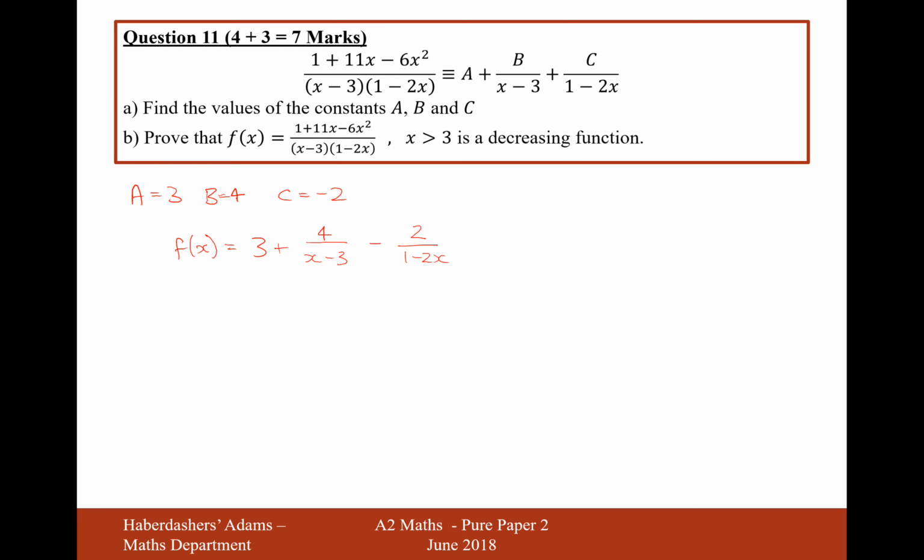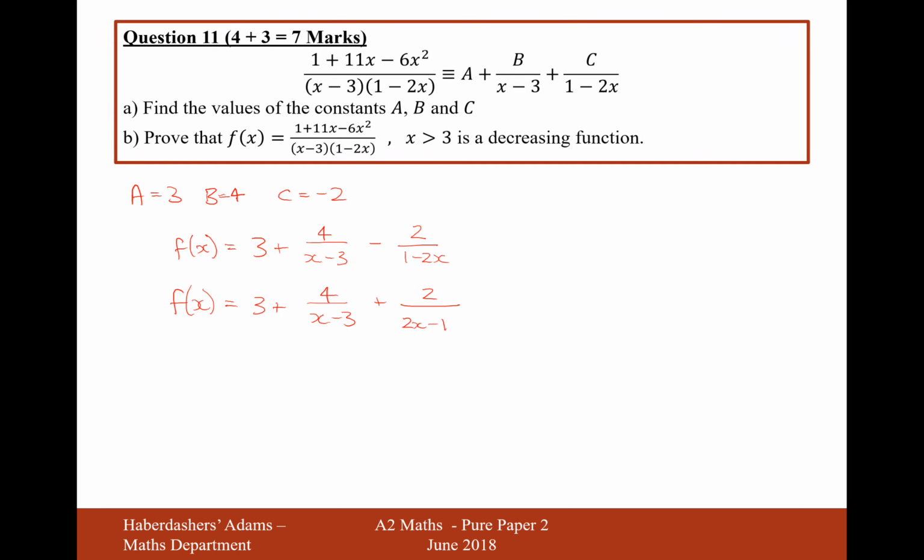Right, okay then, so x is bigger than 3. What I'll probably want to do first is sort out this negative component here. So it's going to be 3 plus 4 over x minus 3 plus... now what I'm going to do is factor out the negative from the bottom, so it's going to become 2x minus 1. That will cancel out the negative from here, so it's going to be 2 over 2x minus 1.